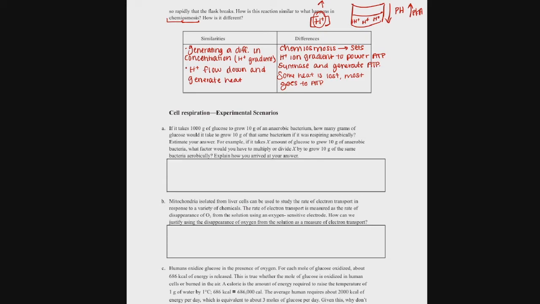But the energy that's released from that reaction is all heat. In a cell, it's a lot more controlled than that. We use it for ATP. I'm sorry, you guys, I'm rambling now. But chemiosmosis is really important, and it generates a lot of our energy.